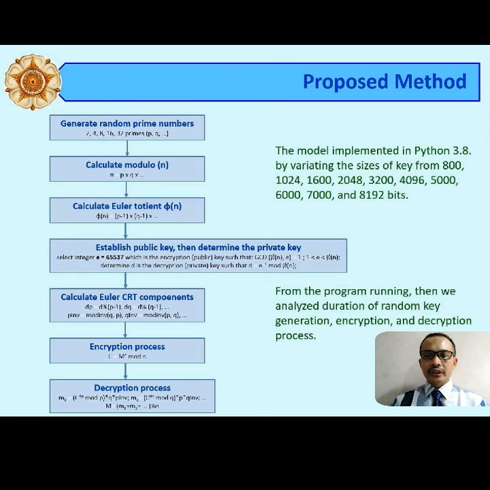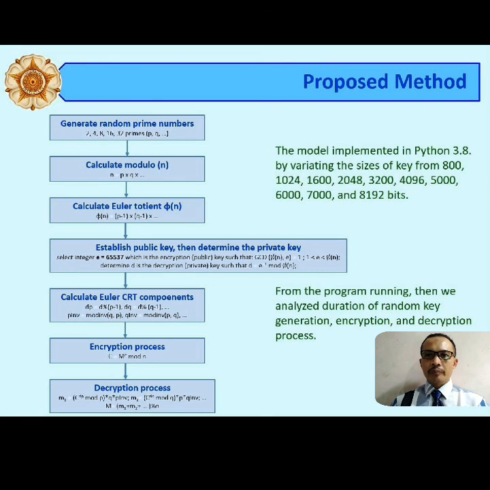After that, we establish the public key. From the established public key, we can find the private key by calculating the inverse modulo of the public key on the modulo of the Euler totient number, and then we can calculate, of course, the Chinese remainder components as components of the private key that we will use to implement the CRT method in the decryption processing.